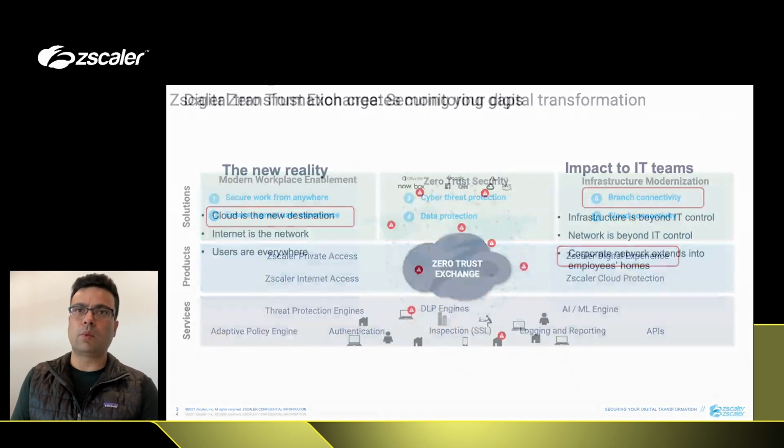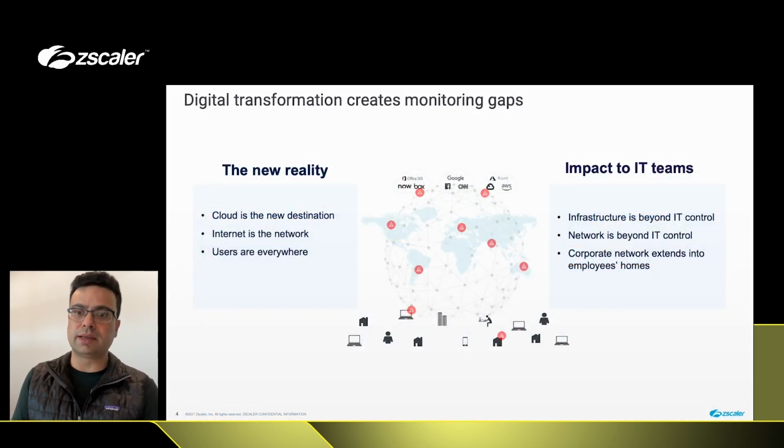When you think about why there is a need for a digital experience product line, digital transformation, as we know, creates monitoring gaps. As we move more applications to SaaS, such as Office 365, Salesforce, or applications in public cloud in general, we are relying more and more on the public internet to provide us desired performance and connectivity. Moreover, your users are everywhere, not sitting in a corporate office most of the time. They are working from their home, sitting in a coffee shop.